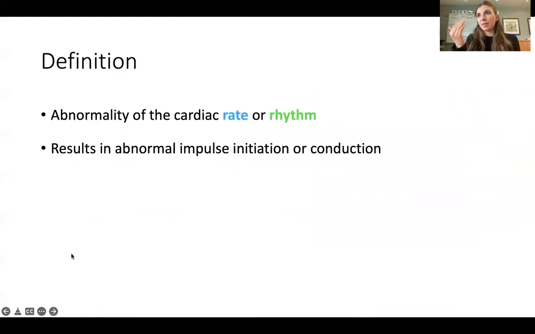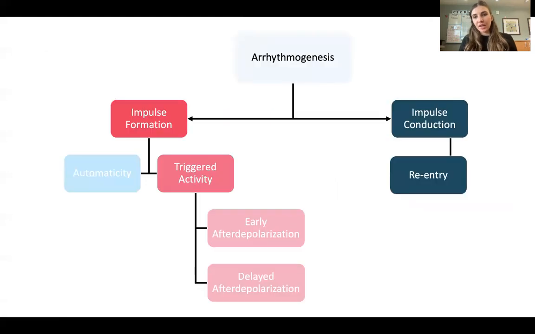So basically, arrhythmias come down to some sort of abnormality with your rate or rhythm. And there's going to be some sort of problem with initiating an impulse or how that impulse then moves through your heart. Another way to look at this is impulse formation. There's a problem here, and it could be with automaticity. There's that word again. There's that objective that we're going to really hone in on today. Or triggered activity. You could have early afterdepolarizations or delayed afterdepolarizations.